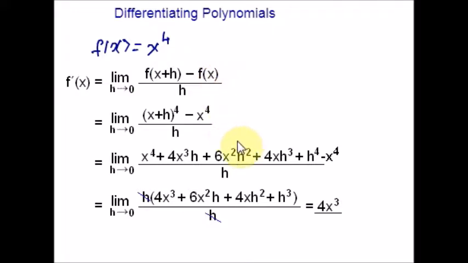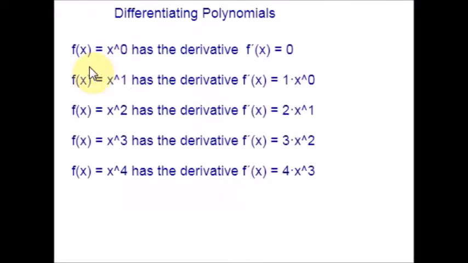So far the examples we discussed give us the results. Let me give the summary of all the results we got so far. If f of x is x raised to 0, it has the derivative 0. If f of x is x raised to 1, then f dash of x is 1 times x raised to 0, which is equal to 1. If f of x is x squared, any quadratic function, then f dash of x is 2 times x raised to 1. If f of x is x cube, 3 times x square. If the function is x raised to 4, then its derivative is 4 times x raised to 3.